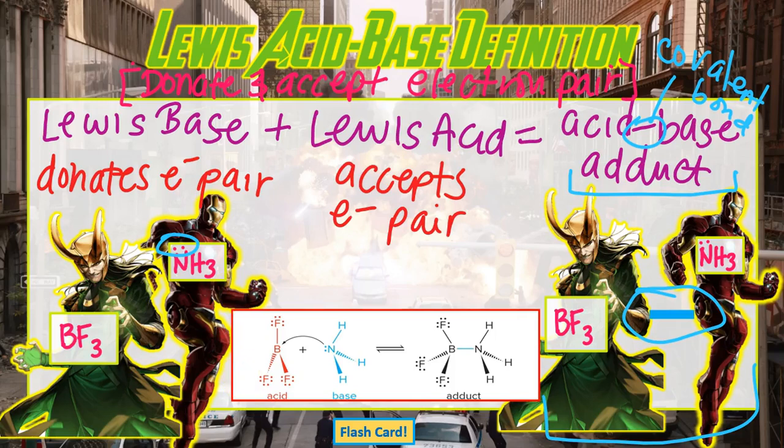Another way to do this is just to visualize the reaction. So let me show you here. We have our BF3. This B, or boron, has the vacant orbital that can accept the electron pair from the nitrogen on our NH3 Iron Man, okay?